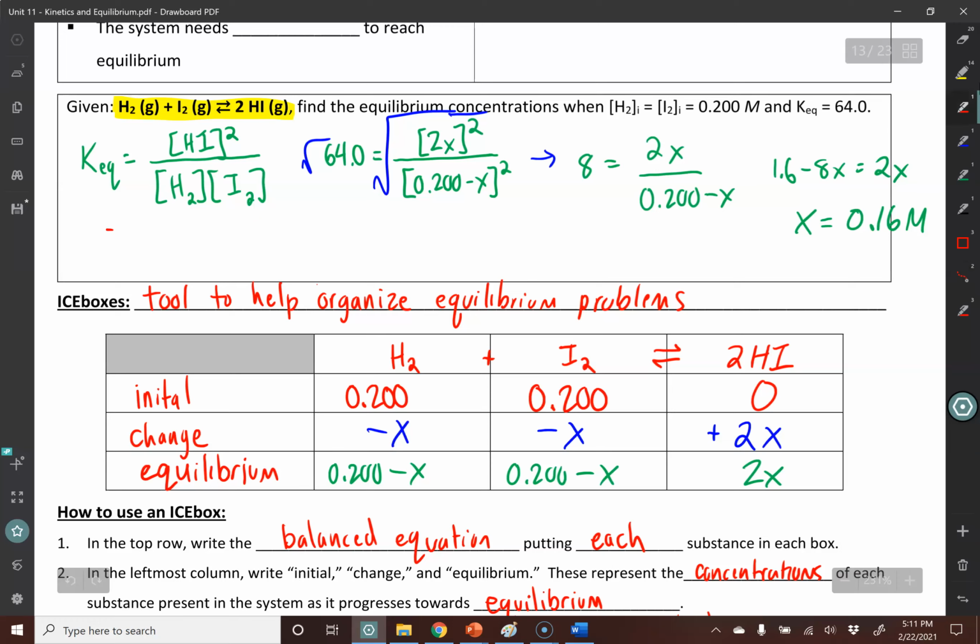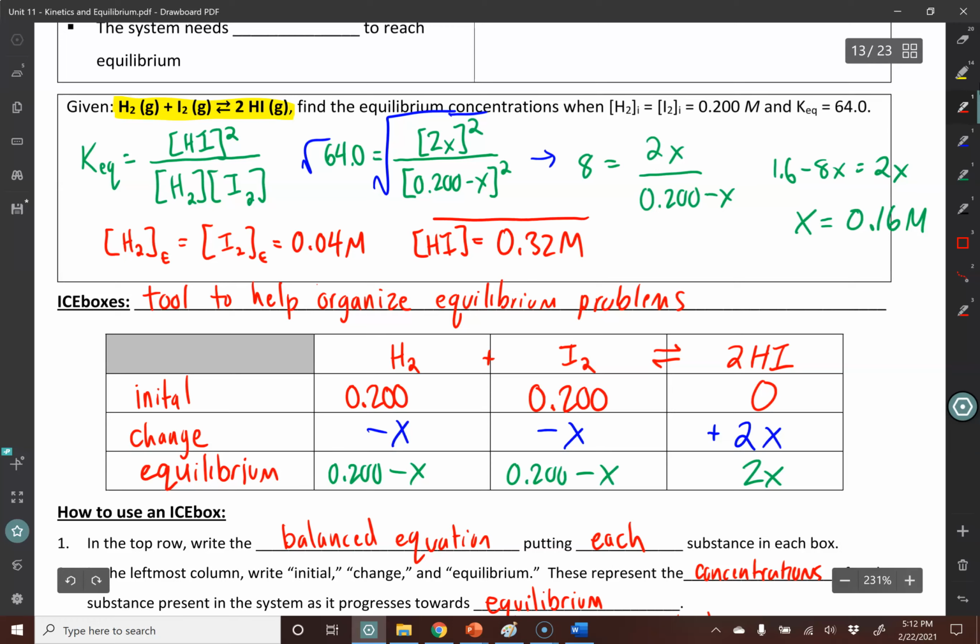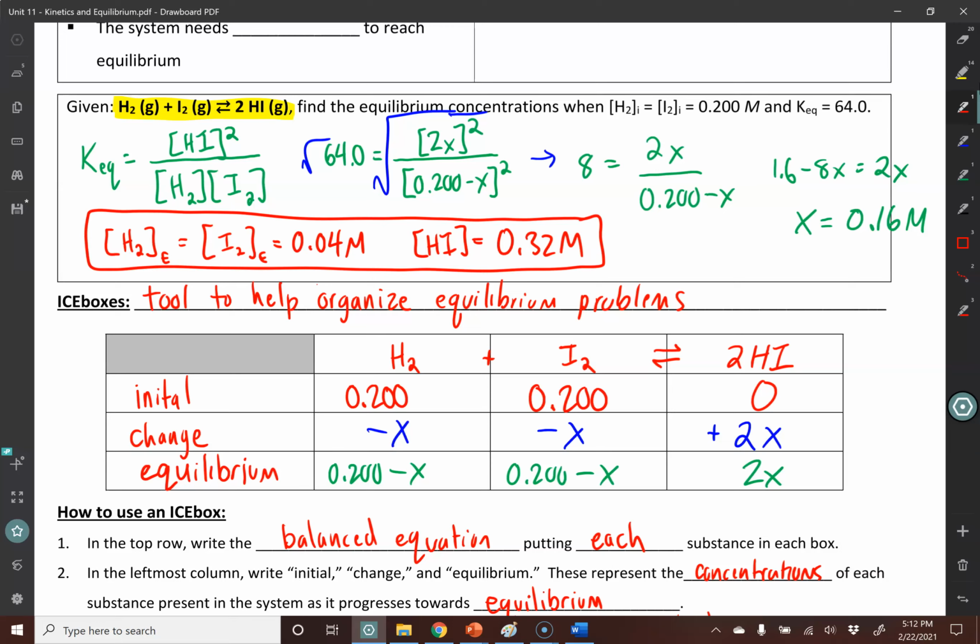So the concentration of H2 at equilibrium is going to be equal to the concentration of I2 at equilibrium. And that'll be equal to 0.2 minus 0.16, so they'll be equal to 0.04 molar. And our concentration of HI at equilibrium is going to be 2 times 0.16, so 0.32 molar. That is my final answer. Oof, lots of work to do on questions like this.